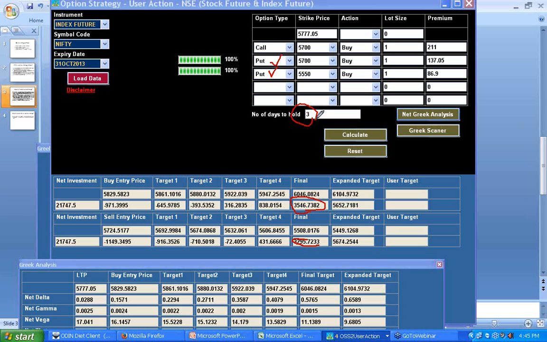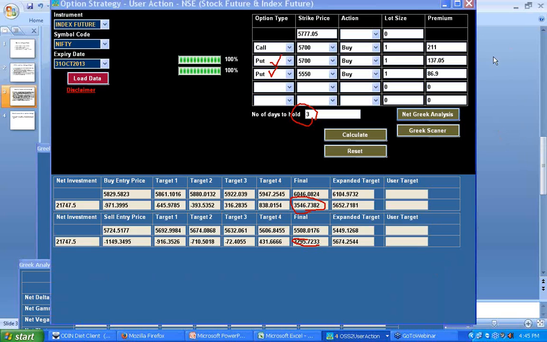However, as all these options are being bought, time value neutralness is not being derived. So only the delta 0 aspect has been derived. Fine. So this is how the tool will help you in deriving option strategies.